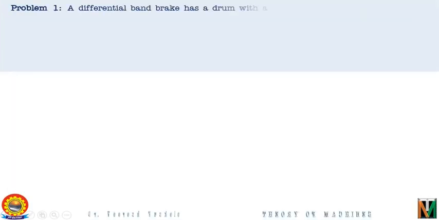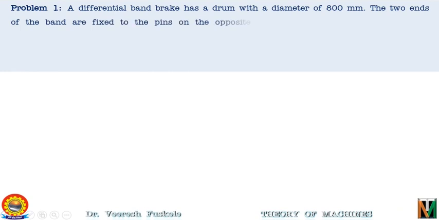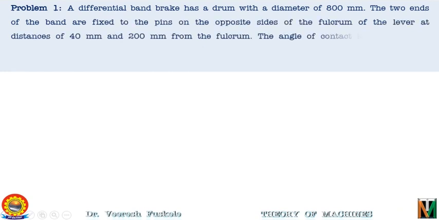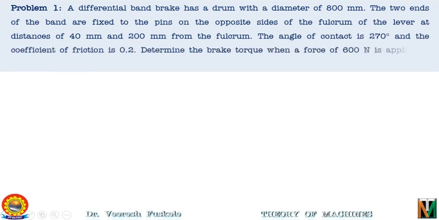A differential band brake has a drum with a diameter of 800 mm. The two ends of the band are fixed to pins on opposite sides of the fulcrum of the lever at distances 40 mm and 200 mm from the fulcrum. The angle of contact is 270 degrees and the coefficient of friction is 0.2. Determine the brake torque when a force of 600 Newton is applied to the lever at a distance of 800 mm from the fulcrum.